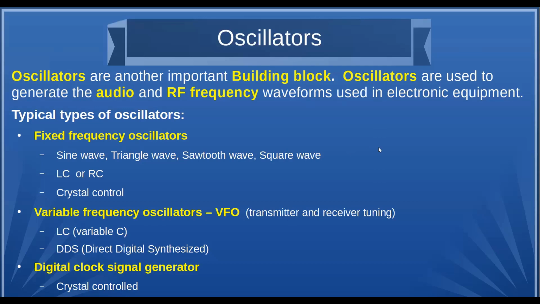Okay, the next block are oscillators. We have fixed frequency, usually a crystal control or a packaged one where we can generate, in a lot of cases, sine wave, triangle, sawtooth, and square all at the same time. Or it can be an LC or an RC feedback network to generate a fixed frequency, where neither of these are variable. We have variable frequency oscillators, usually in a tuning circuit for a transmitter or a receiver.